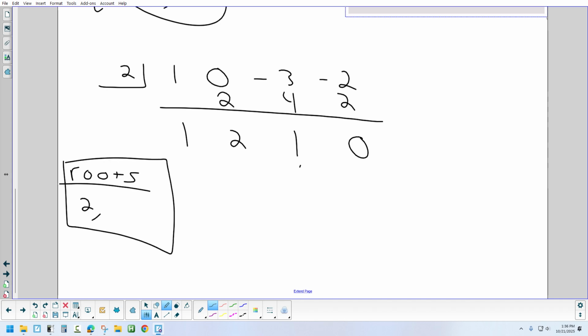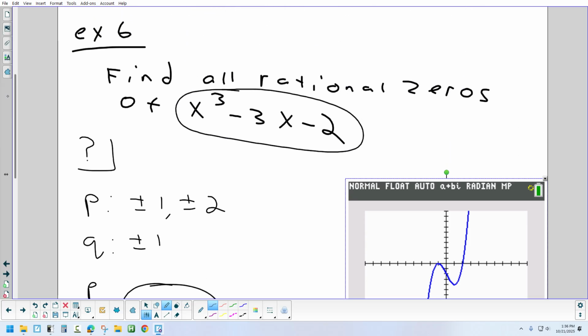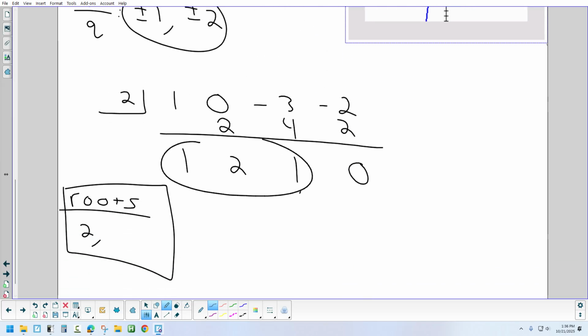Got 2. Now, we started with a cubic. What's that now? That's not a cubic anymore. It's a quadratic. That's 1x squared plus 2x plus 1. Now, you set that equal to 0, and you finish solving it. Okay, but now it's a quadratic, so we can do it. And you won't even need quadratic formula here because that is factorable.